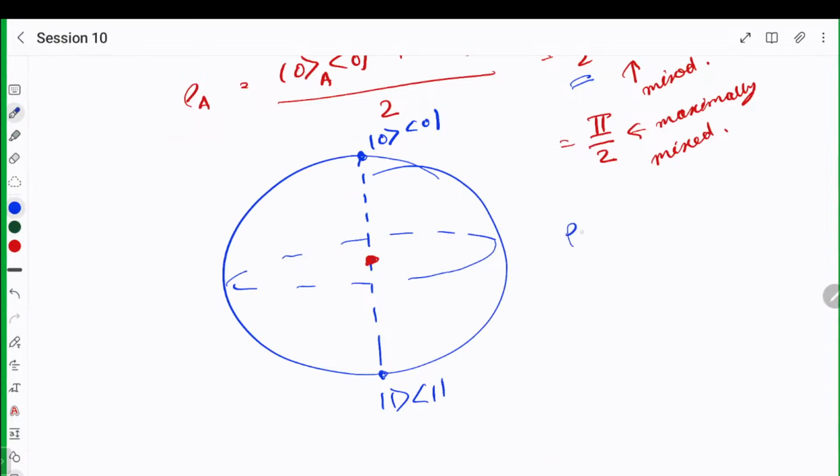And also if you take this rho B, if you calculate, that is trace over A of rho AB, then again this would be I by 2. Okay. So any questions so far?